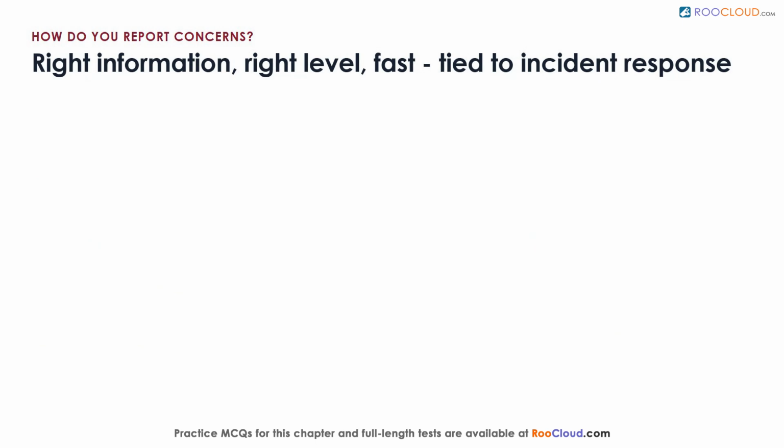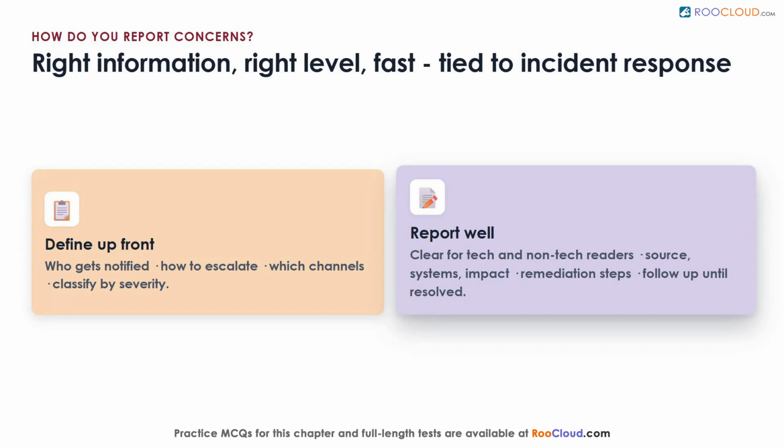How should concerns be reported once you find them? Send the right information to the right level of the organization. Define clear procedures up front. Who gets notified, how to escalate, and which channels to use. Classify each issue by severity so you can prioritize. Tie reporting into an incident response plan. Report quickly because delays let damage spread.